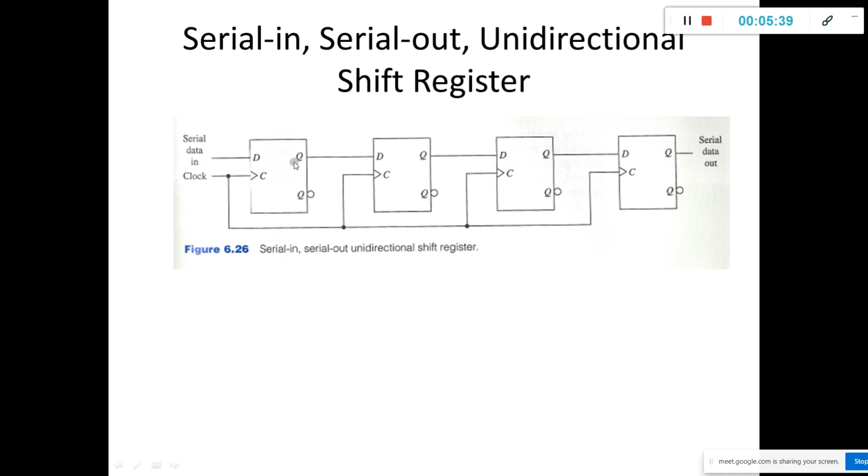The output of the first flip-flop is connected as an input to the second flip-flop. The output of the second flip-flop is connected as an input to the third flip-flop. The output of the third flip-flop is connected as an input to the fourth flip-flop, and Q is the serial data out. From the Q we can take the data out.